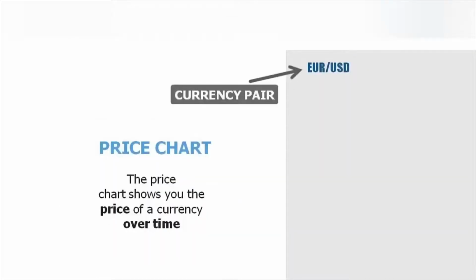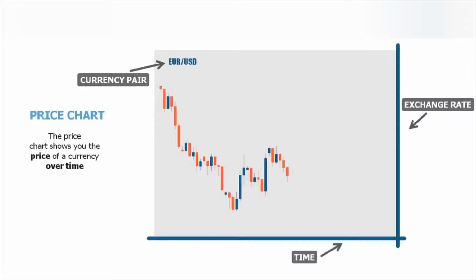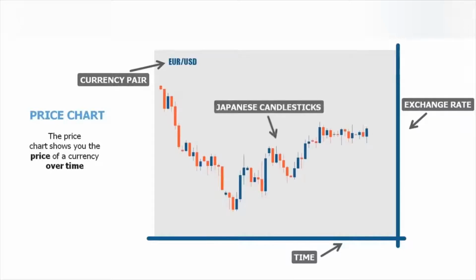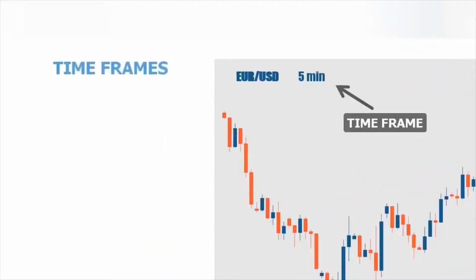A price chart shows how the exchange rate between two currencies develops over time. If you look at the chart on the right, you can see that the exchange rate is displayed on the right-hand side, and the time is displayed on the bottom. The chart type we use is called a Japanese candlestick chart. It is made up of shapes that look like candlesticks. Each candlestick shows the price developed over a period of time. We refer to this as a time frame.